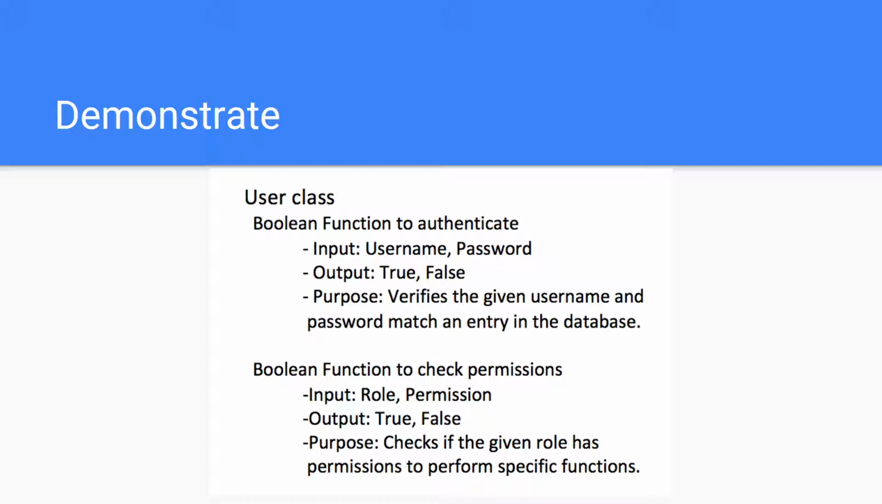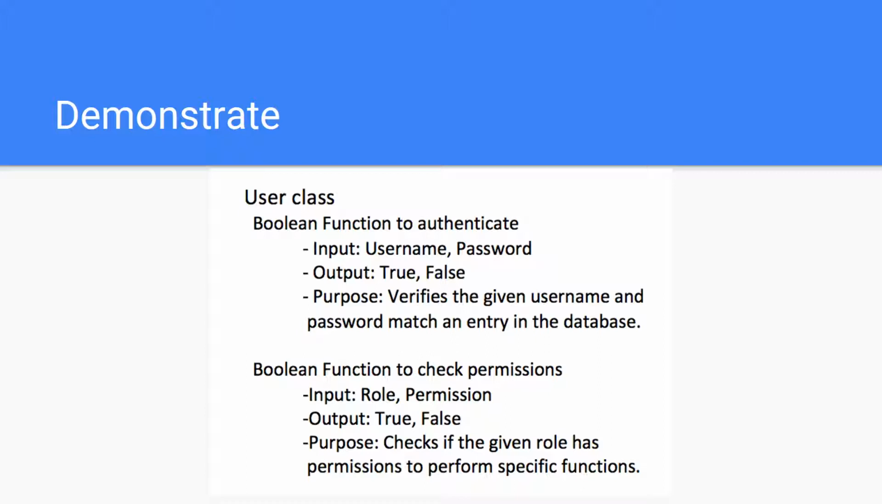Now we state the purpose of the function. In this function, the purpose is to verify that the username and password that are given to us by the user match one of the entries in our database. If the inputs match an entry in the database, the function will return true and allow the user to log in. If the inputs do not match an entry in the database, the function will return false and deny the user access.